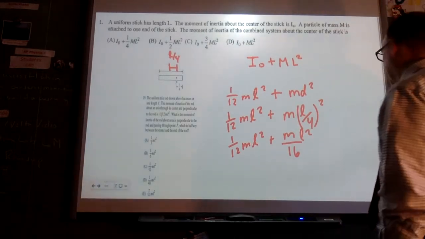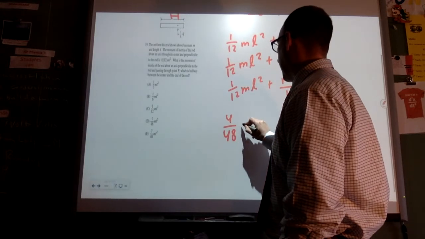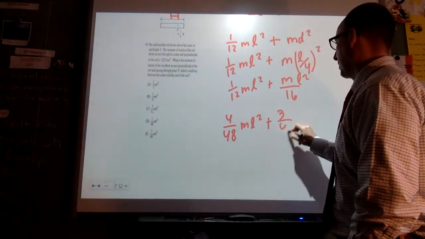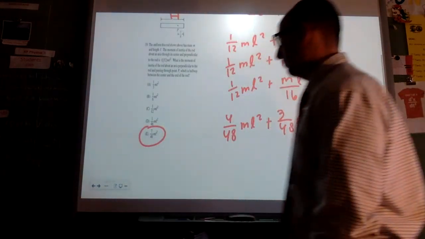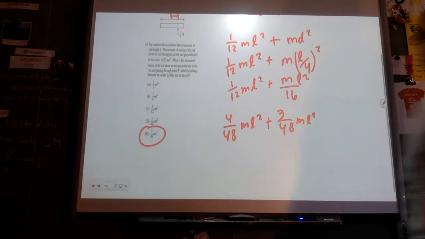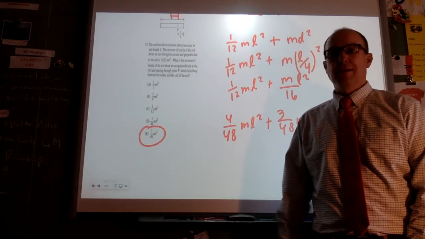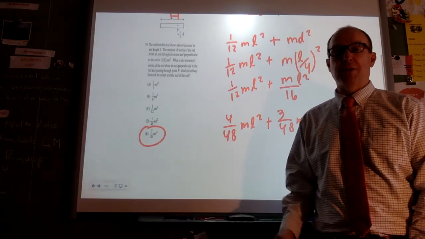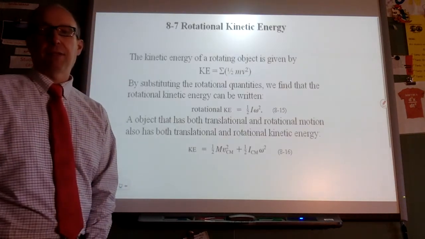So we need to get a common denominator, which is going to be 48. So I'm going to have 4/48 m L squared plus 3/48 m L squared, which is going to be 7/48 m L squared. So that's an easy way to do it, but they will ask you to do it in calculus sometimes. It's just they want to see that you can do the integral, which is very straightforward with this, as long as you pick the points you're integrating across carefully.